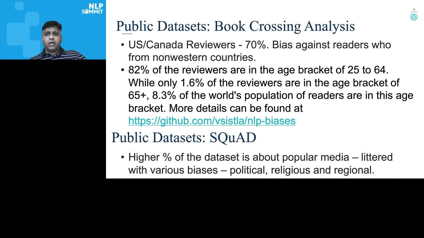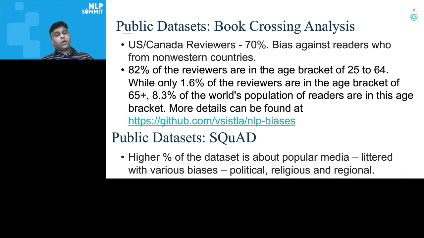Similarly, if you look at another popular data set, SQuAD, a data set created by Stanford researchers, it is built based on the top 10,000 Wikipedia articles. But a higher percentage of these articles come from popular media such as music or sports and so forth. Very few articles come from, let's say, the scientific community. For example, you will get more articles when you search for music in this data set than cancer or leukemia, right?